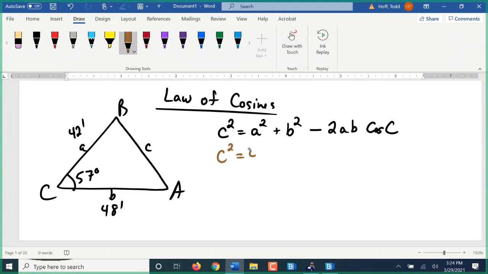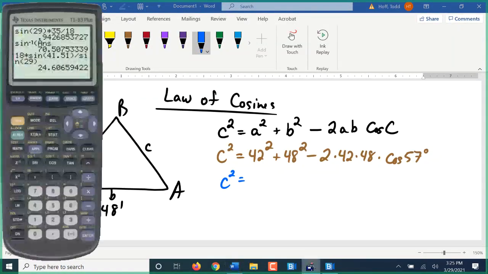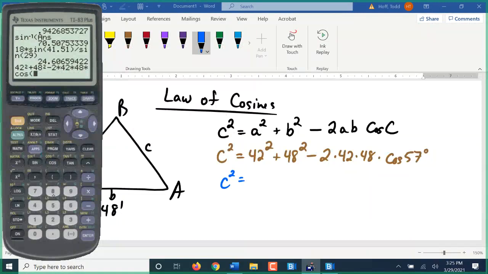Now, I typically will shorten this up a little bit, but for right now we'll keep it together. So our side A is 42, that's 42 feet. Side B is 48, so that's 48 feet. Take the feet off just so I don't confuse it. It kind of looks like it's to the power of 12 if I leave it. Minus 2 times 42 times 48 times cosine of 57 degrees. This part right here, I can actually type in all at once. 48 squared minus 2 times 42 times 48 times the cosine of 57.